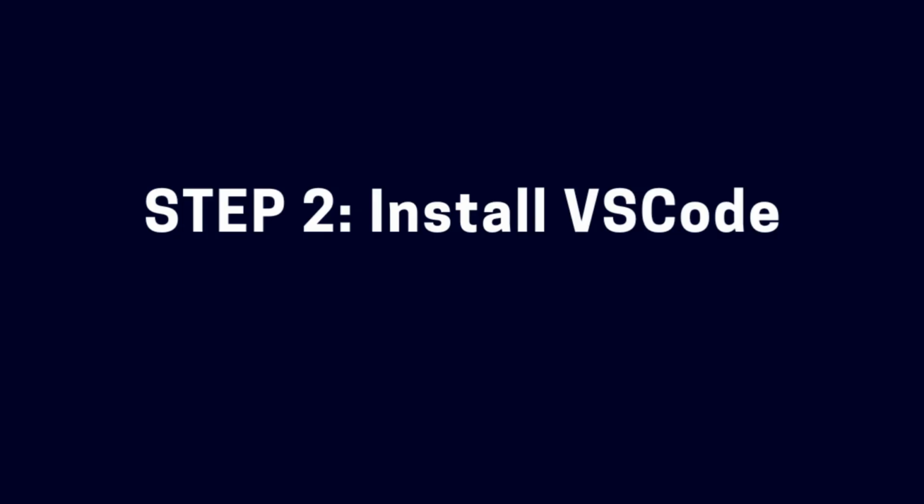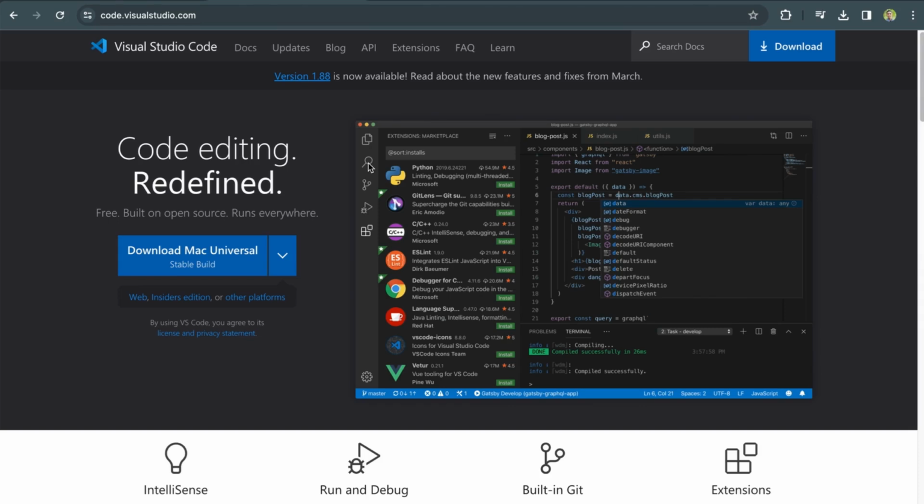Installing Visual Studio Code. Next, we'll install our IDE. Navigate to code.visualstudio.com in your web browser. Click the download button for your operating system. VS Code is available for Windows, Mac, and Linux. After downloading, run the installer. Like with Node.js, the default installation options will work perfectly for our purposes.